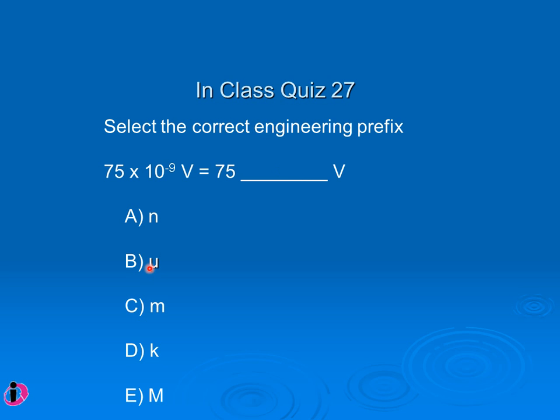Ten to the power -9, which is nano, small n. Right answer is A. Ten to the power 9. So that is what? Giga, right? Capital G. Right answer is C.